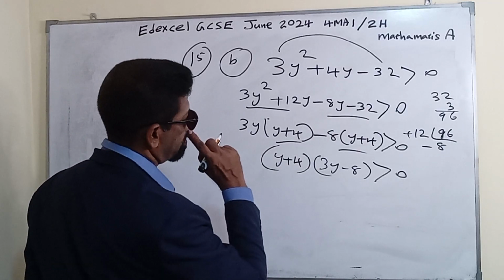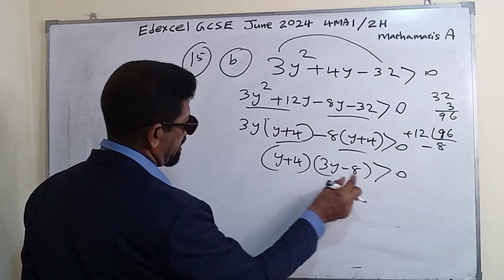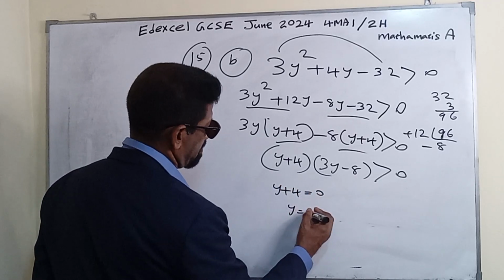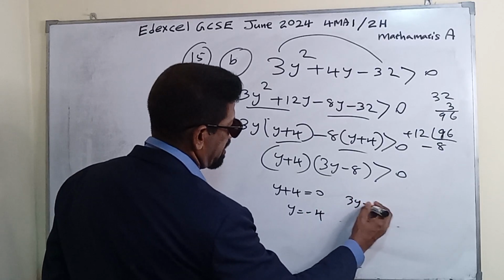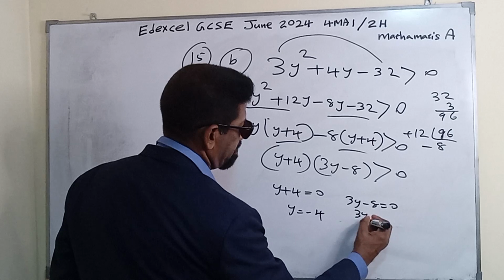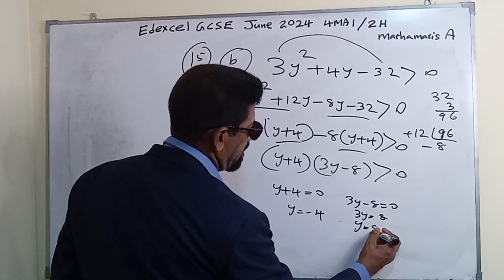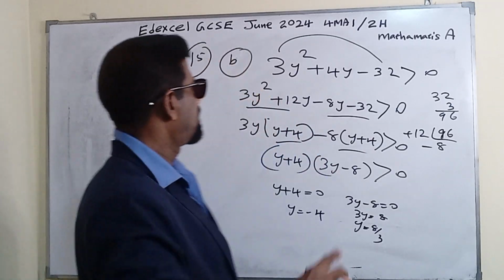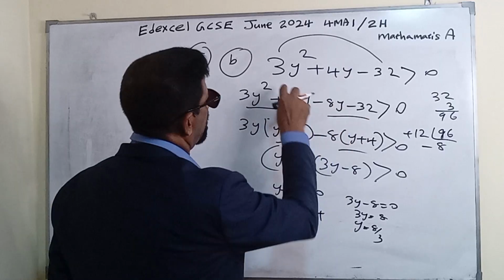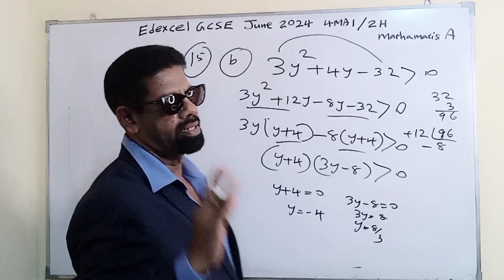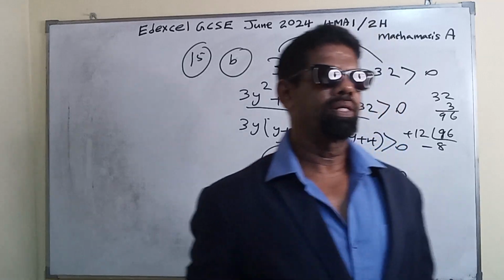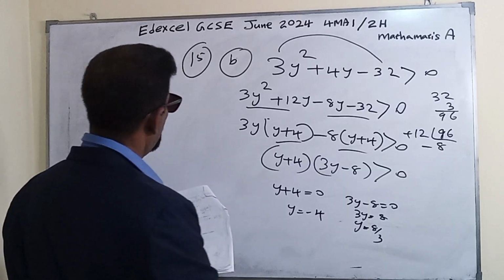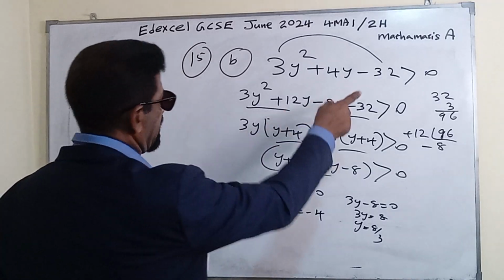Now we are going to draw the inequalities. Now you take the equals 0 case. y plus 4 equals 0, y equals minus 4. So 3y minus 8 equals 0, 3y equals 8, y equals 8 over 3. Then you know the quadratic graph. Quadratics is ax squared plus bx plus c. We know that a greater than 0 means a minimum graph, that graph shape.